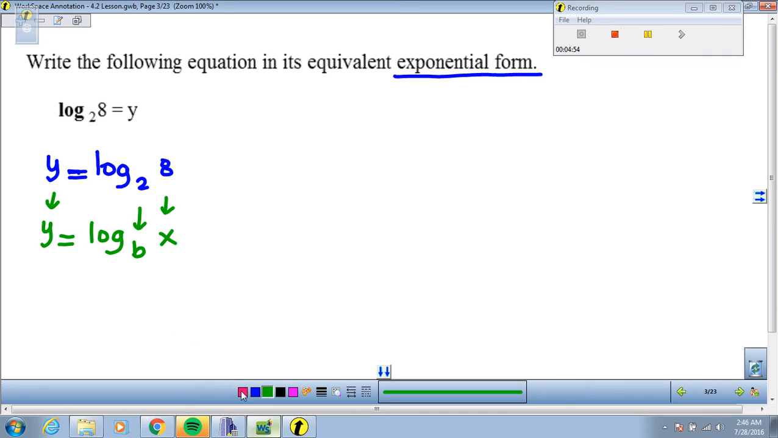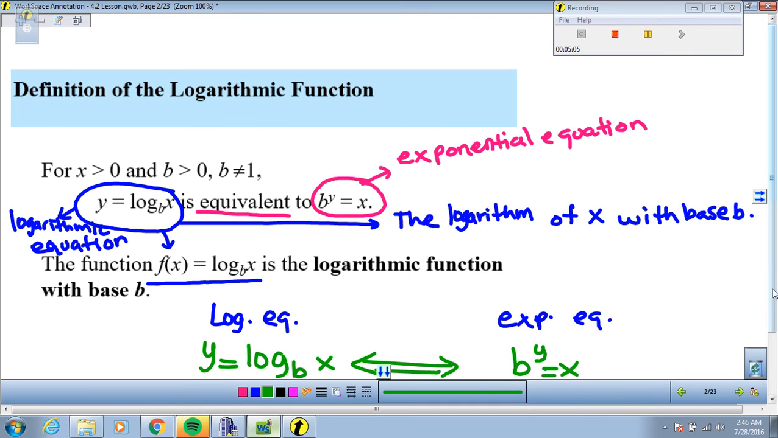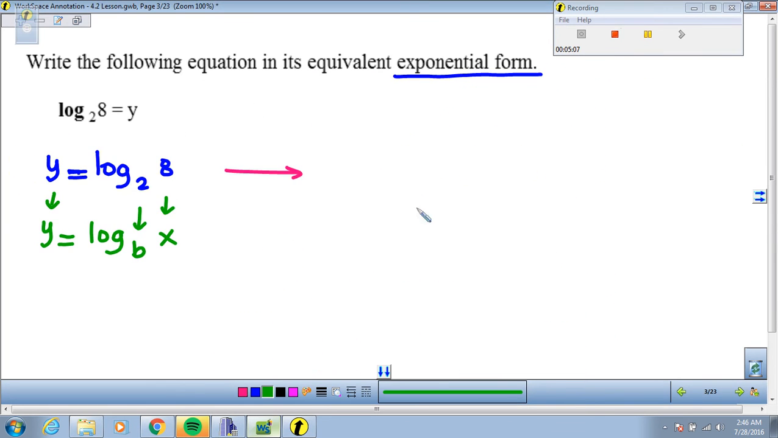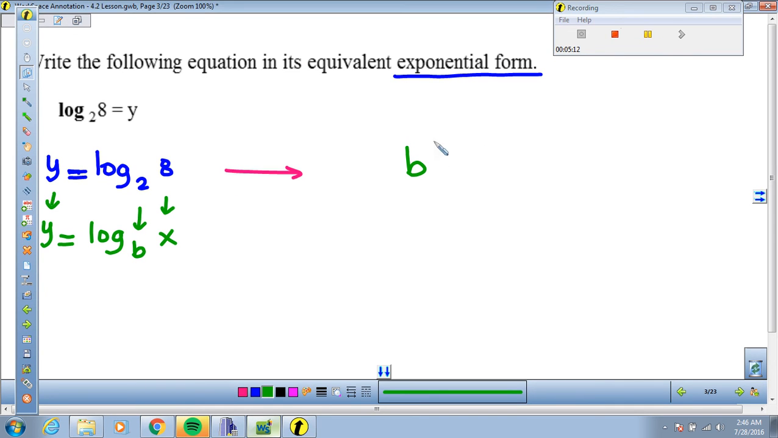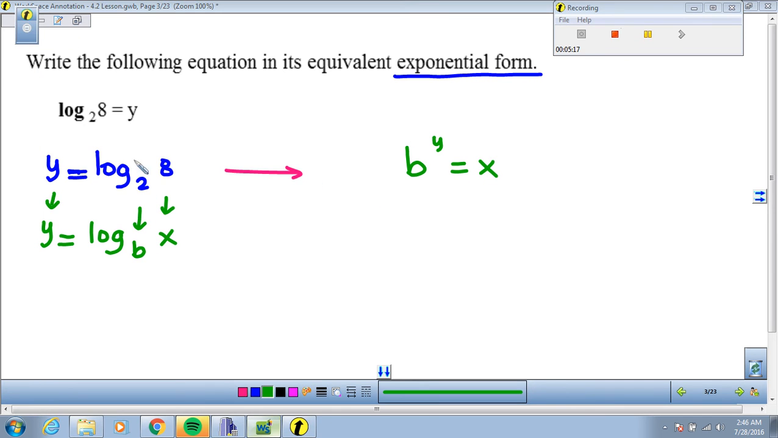So what we're trying to do is rewrite this as an exponential equation. An exponential equation looks like the following format. If I go back to the previous slide here, b to the y equals x. That's what you're going to copy here. The y should look like an exponent: b to the y equals x. So what's b according to my problem? B is a 2. What's going to be the y? The y is a y, that's no different. And the x is an 8.